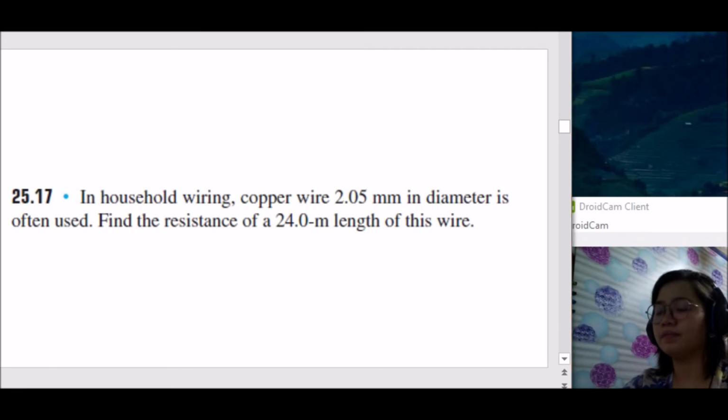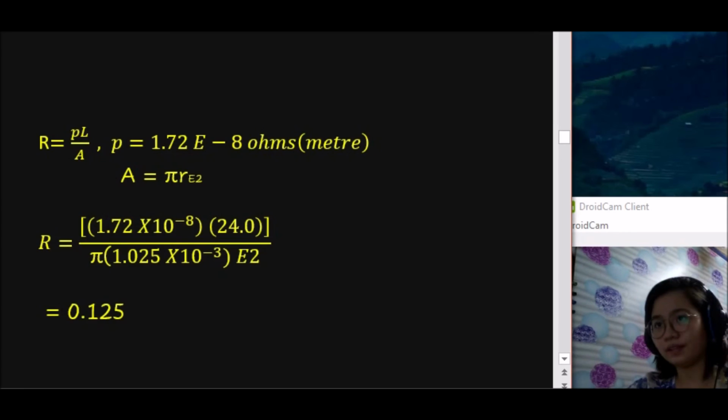Next one, 25.17. In household wiring, copper wire 2.05 millimeters in diameter is often used. Find the resistance of a 24 meter length of this wire. We're again talking about the resistance basically, so we want to call Raphael again. We want to have the rho again.